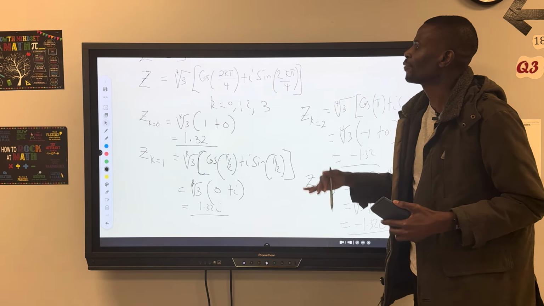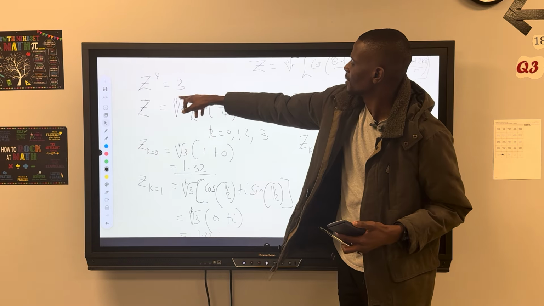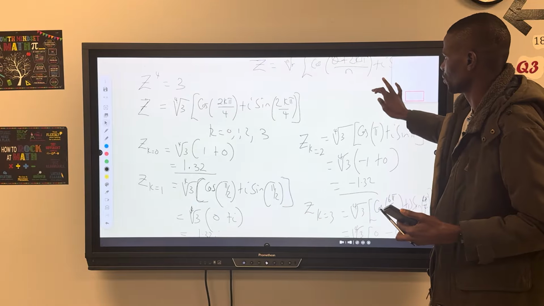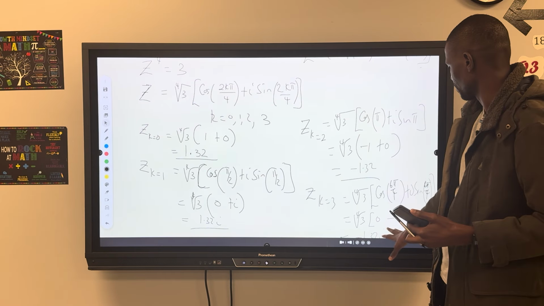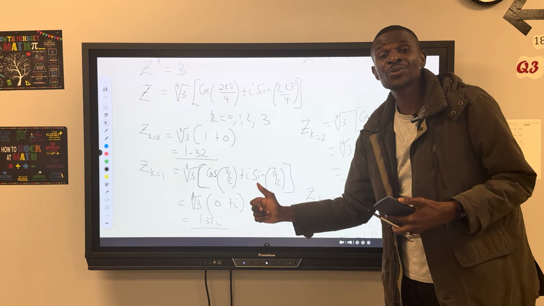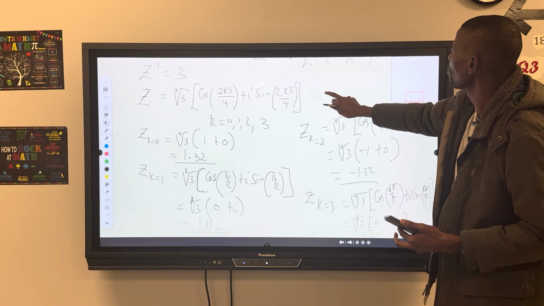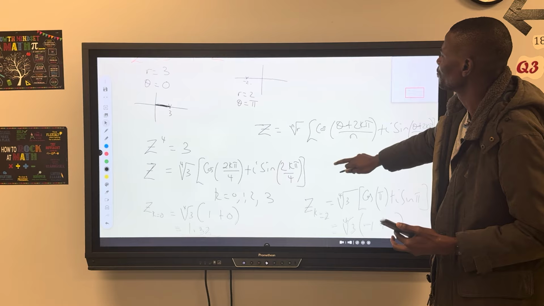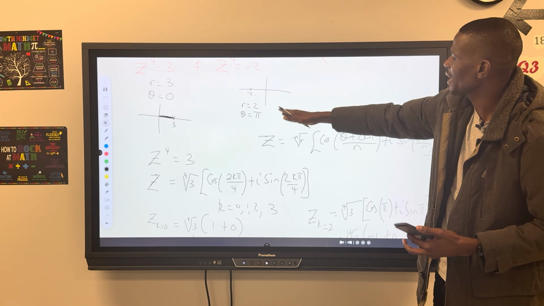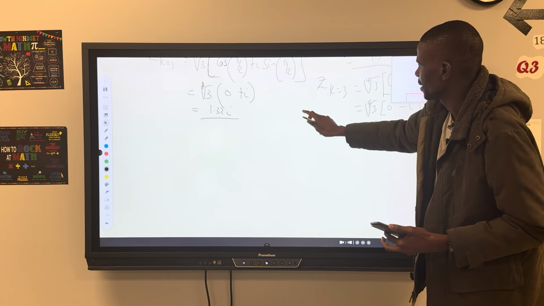So guys, we are done for the first part, right? For the first part, when z to the 4th power was 3, we generated these 4 solutions: 1.32, -1.32, 1.32i, and -1.32i. Those are the 4 solutions. Now we are moving on to this one. We already know that our theta there is pi, so z to the 4 is equal to -2. So let's go and solve that, right?